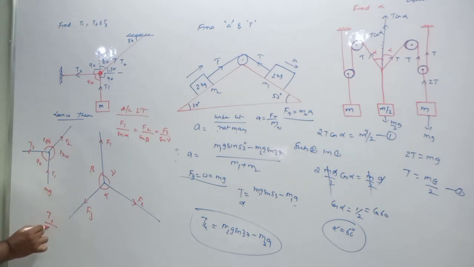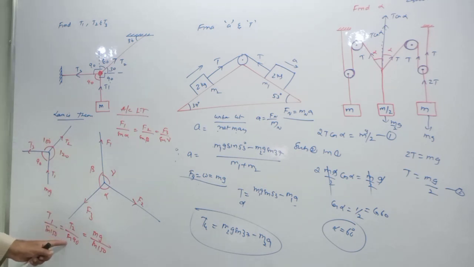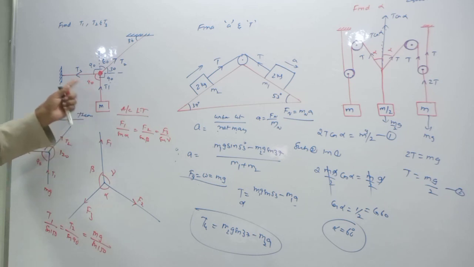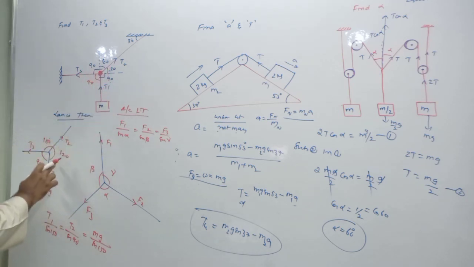T1 divided by sine 150 is equal to T2 divided by sine 90, which is equal to T1, and in place of T1 you can write mg, divided by sine 150. Okay. So sine 90 is 1. Then you can find out T2. T1 also you can find out, T2 also you can find out very easily.